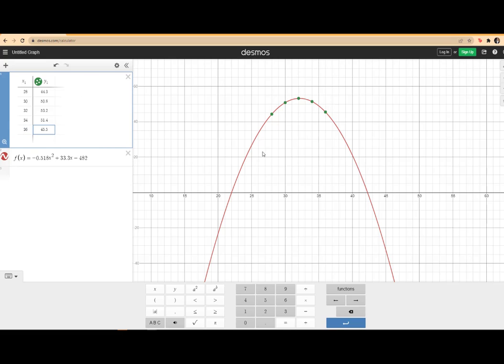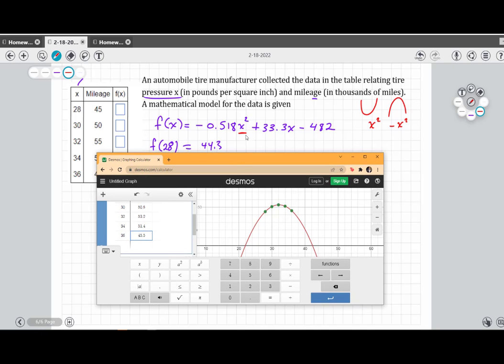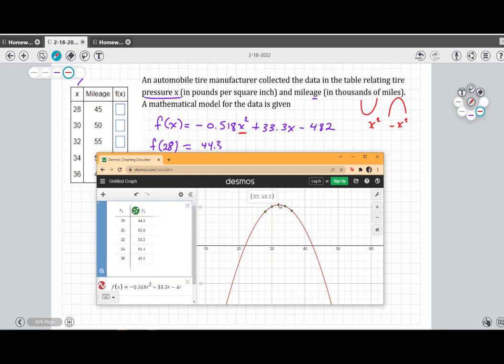So what looks like is happening here is, now let's go back to our actual problem. Okay, so here was our problem. X is giving me the tire pressure. As X is going up, it looks like my mileage is going up, and then it kind of maxes out right there, and then it comes back down.